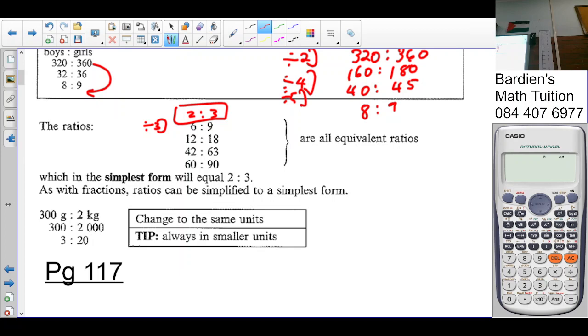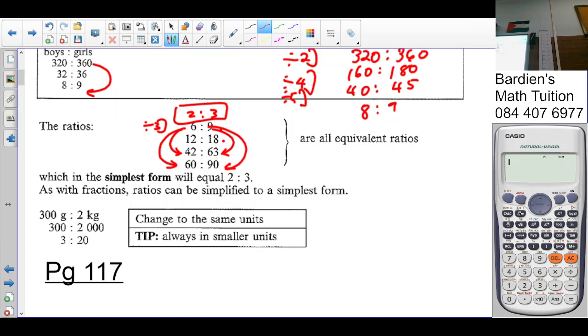However, 6 is to 9, 12 is to 18. We double that. We multiply both numbers there by 7. 6 times 7 is 42. 9 times 7 is 63. 6 times 10 is 60. 9 times 10 is 90. Remember, what I do to the one number, I must do to the other number as well. It's like an equation. In an equation, we can take things over from one side of the equal sign to the other. However, in the ratio format here, I can't do that.